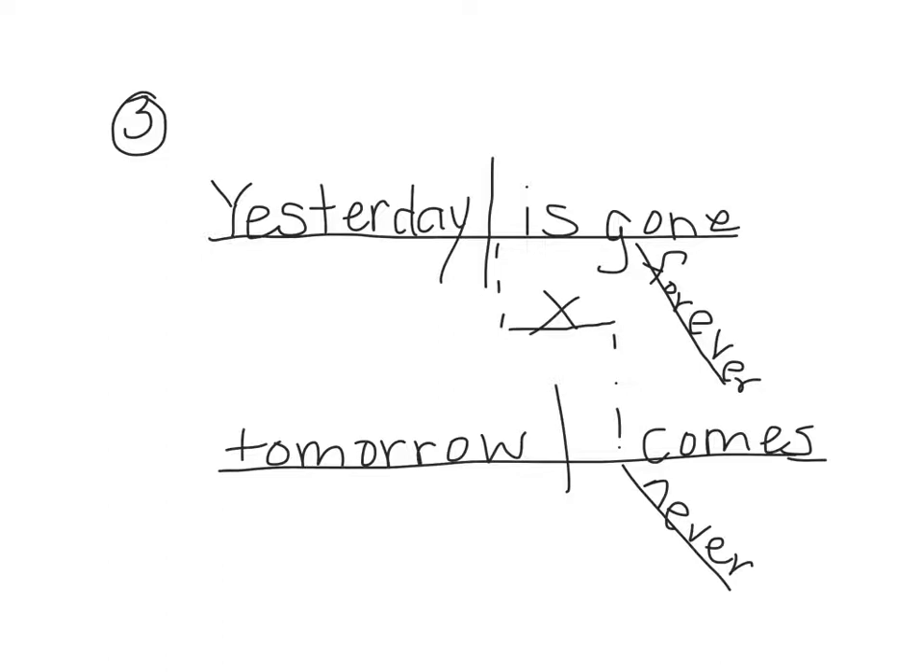then the second sentence of my compound once again has a time word that represents a thing or an idea, tomorrow, and notice I've separated my subject and predicate with a line that continues down below my horizontal line. The verb comes, and then the adverb never, which describes how often tomorrow comes, goes underneath my verb.